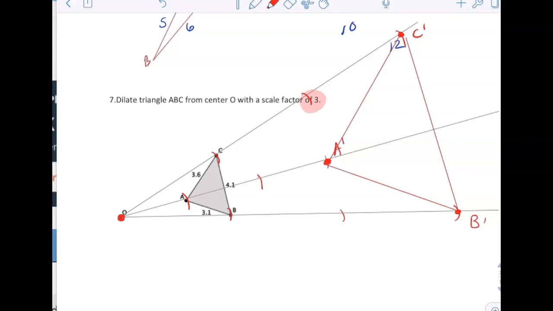Quiz, that's the whole quiz right there. So if you know how to do those, you can do the quiz tomorrow.